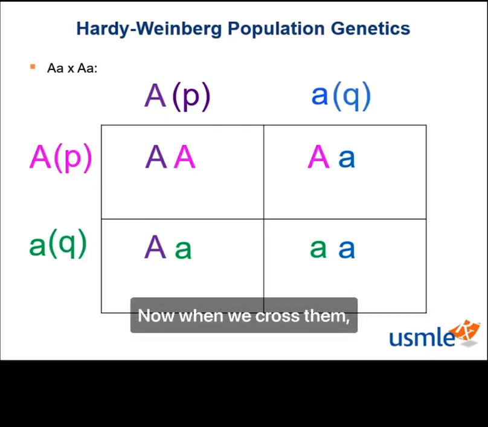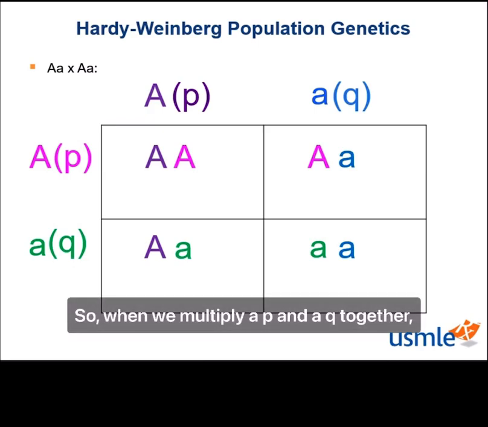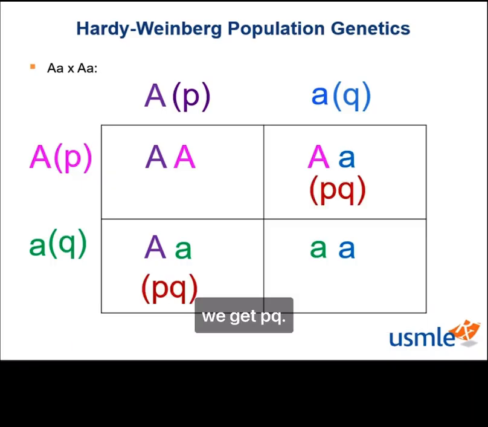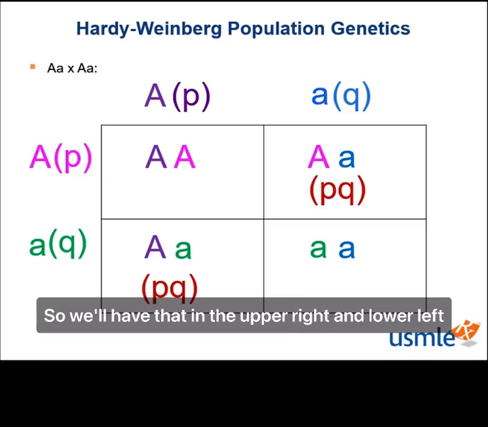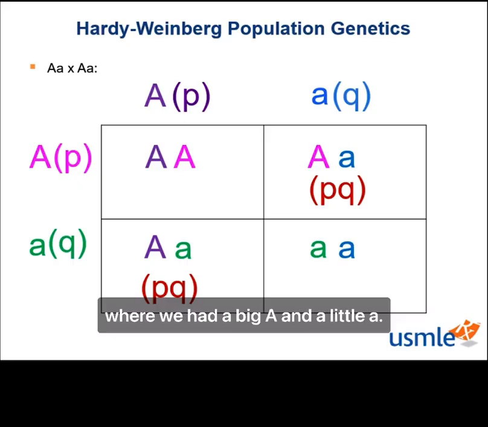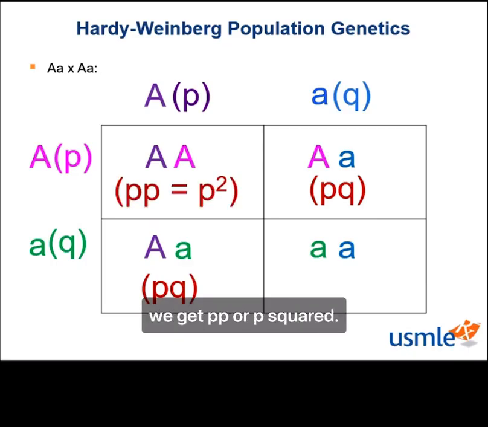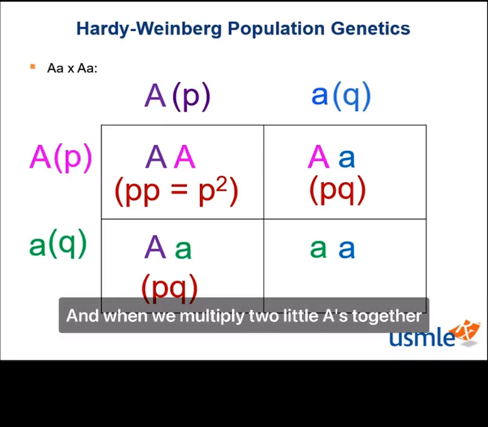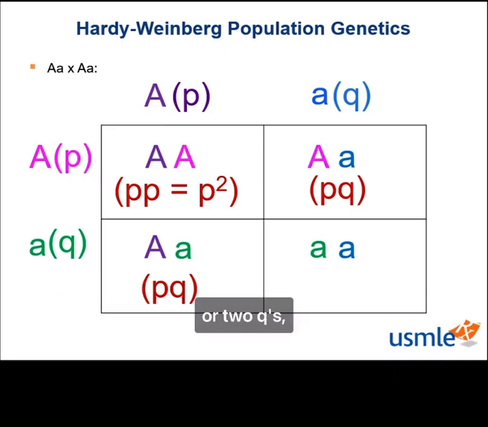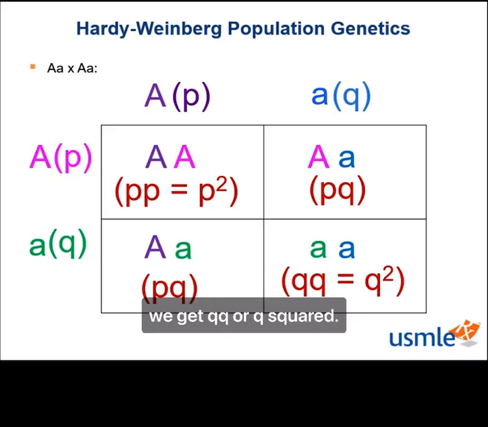Now when we cross them, we're actually multiplying. So when we multiply a P and a Q together, we get PQ. So we'll have that in the upper right and lower left, where we had a big A and a little a. When we multiply two big A's together, or two P's, we get PP, or P squared. And when we multiply two little a's together, or two Q's, we get QQ, or Q squared.